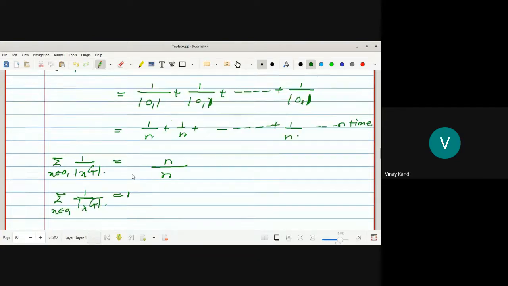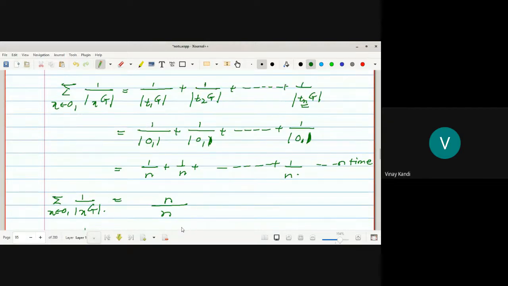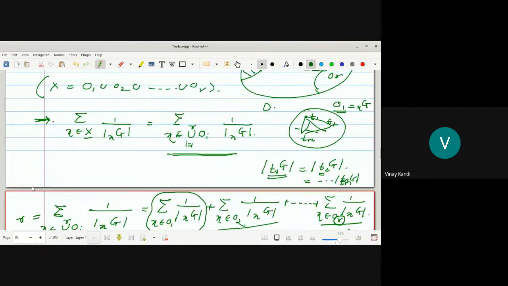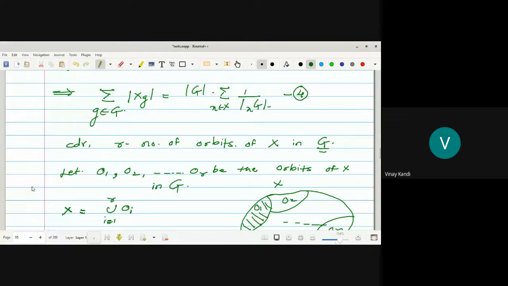See in equation number 5 what the value of each of these came out to be. What will be its value? 1. Similarly, value of this one is 1. Value of this one is 1. How many times? R times. Okay, R times. Then total 1 plus 1 plus 1 plus up to so on R times. So the value of this is equal to this one. Value of this one is hence R.